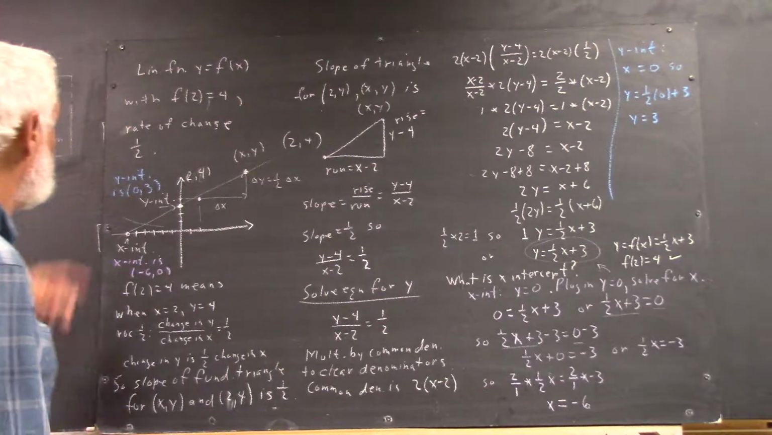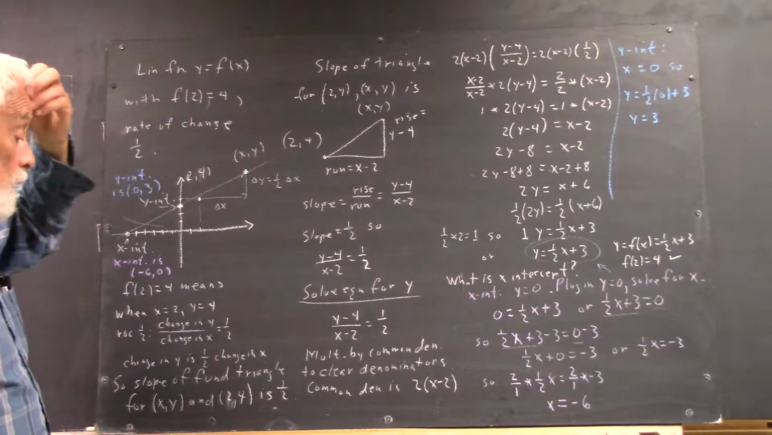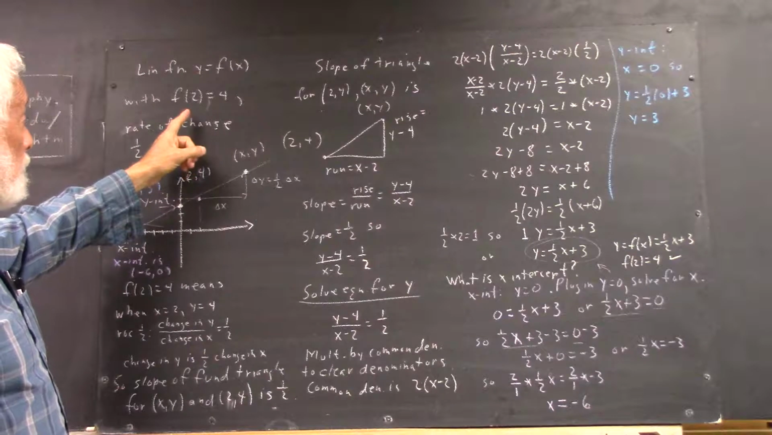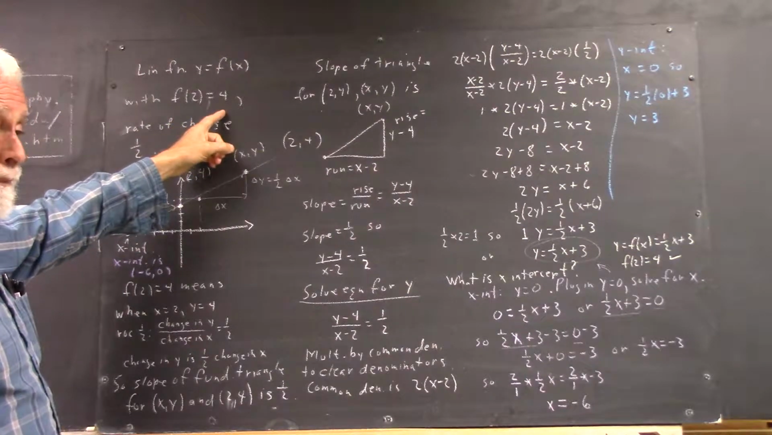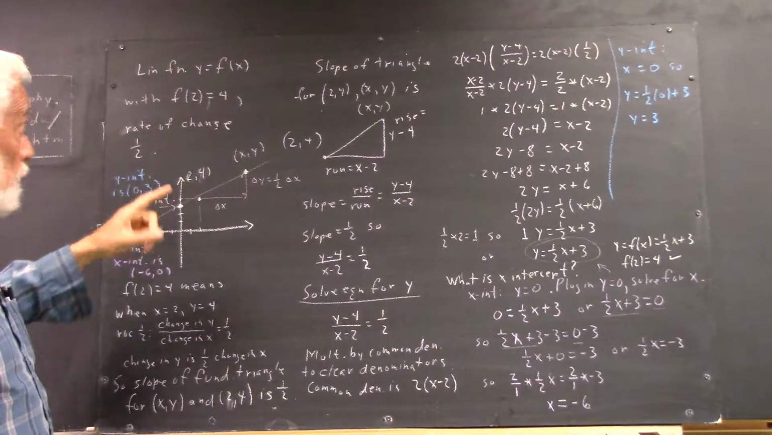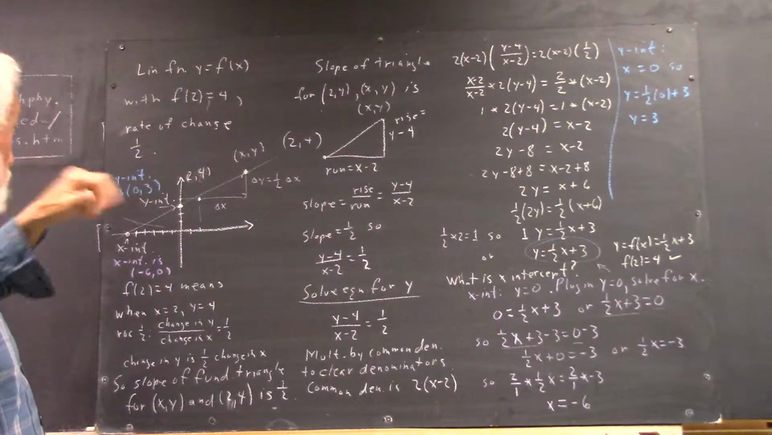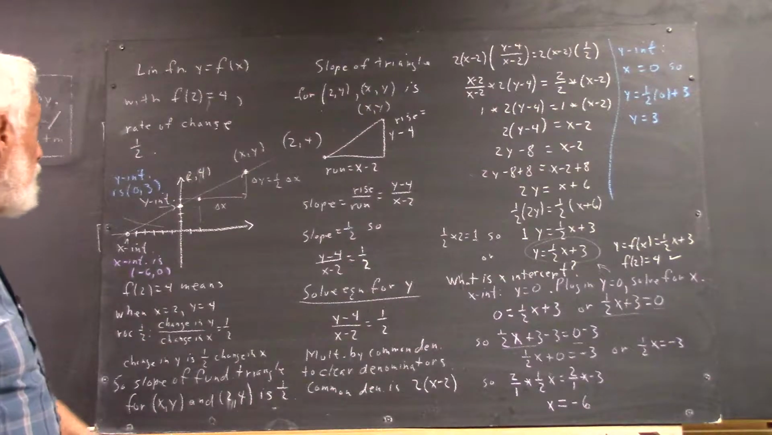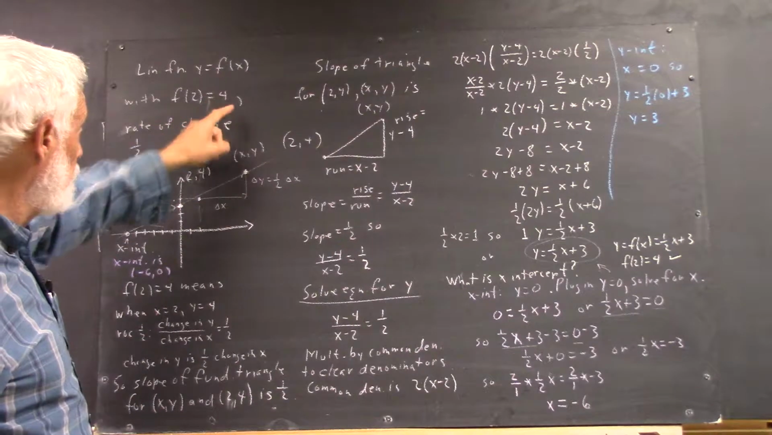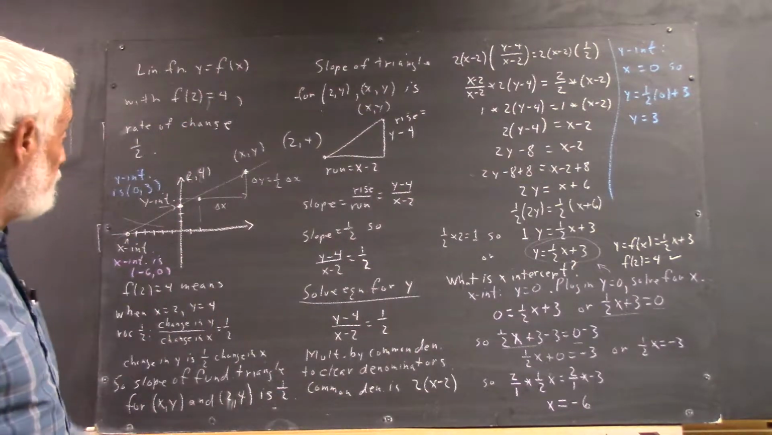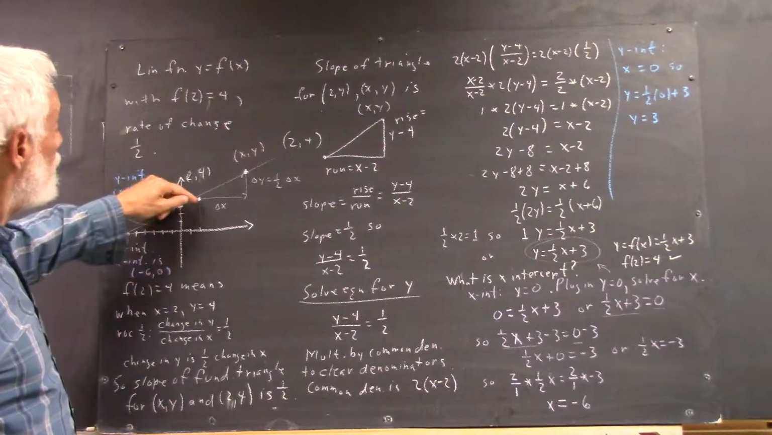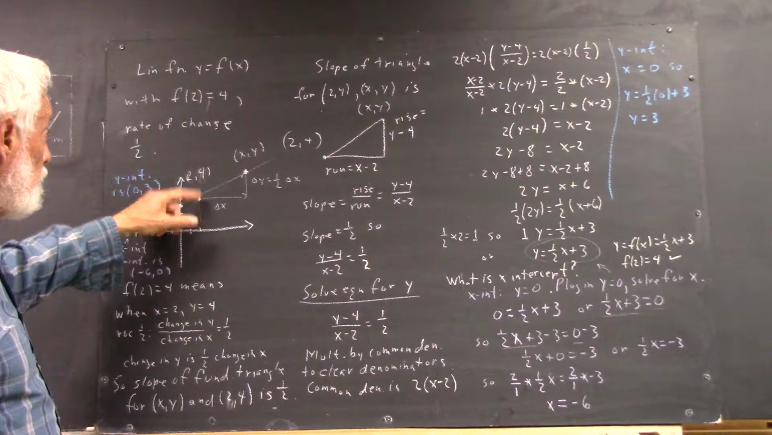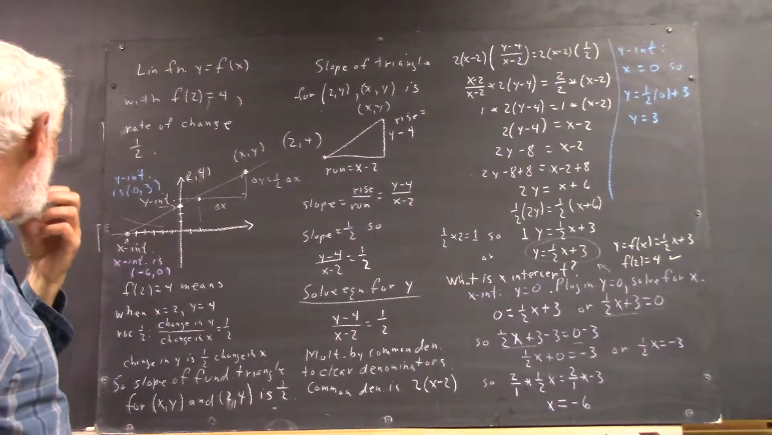We start by trying to find the equation of a linear function y equals f of x with the property that f of 2 equals 4 and the rate of change is 1/2. People were pretty good about understanding that the 2 was an x value and the 4 was a y value. About half the class went ahead and plotted the point where x is 2 and y is 4, which is exactly what you want to do.